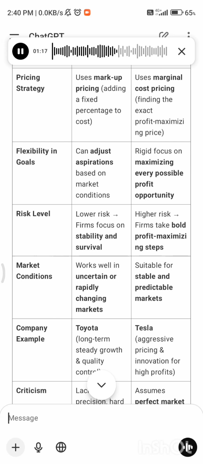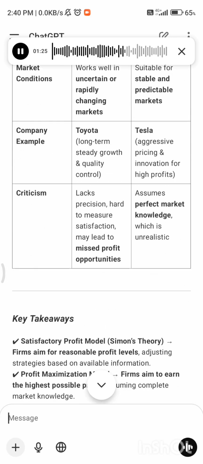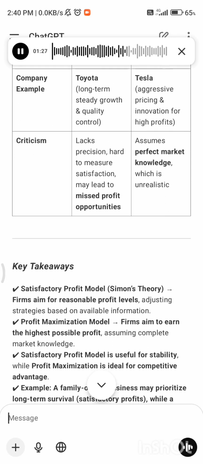Company example: Toyota, long-term steady growth and quality control, versus Tesla, aggressive pricing innovation for high profits. Criticism: lacks precision, hard to measure satisfaction, may lead to missed profit opportunities, versus assumes perfect market knowledge, which is unrealistic.